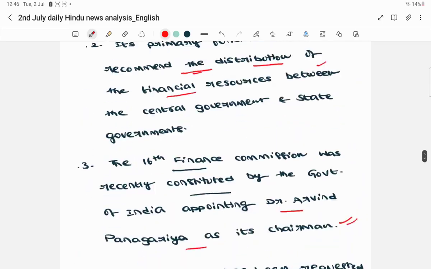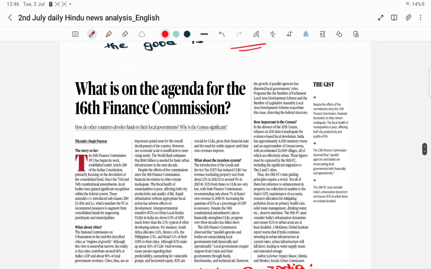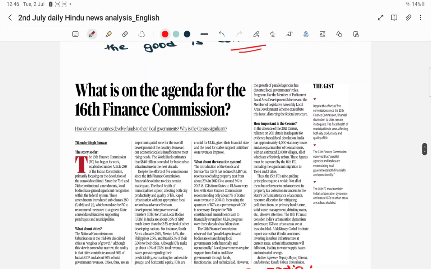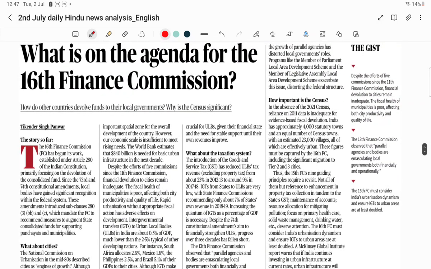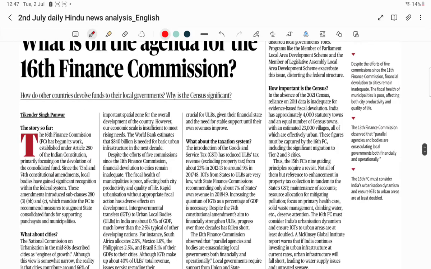So these are the terms of reference, right? If tomorrow UPSC asks you to comment on the terms of reference that were given to the 16th Finance Commission, you need to mention all these points, with the additional points that you accumulated through your additional study. What is on the agenda for the 16th Finance Commission? Let me have a quick walkthrough.